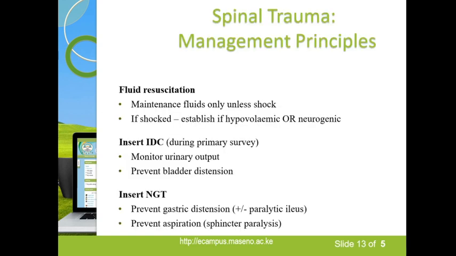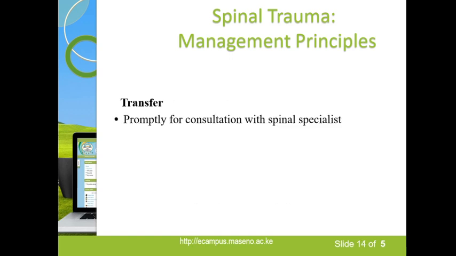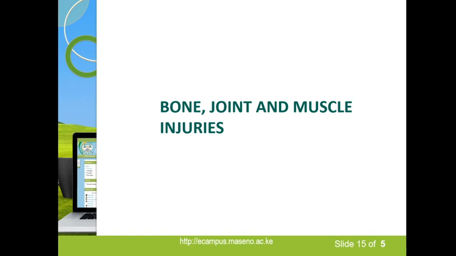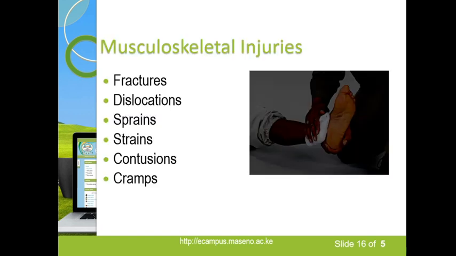Now, when we look at bone, joint and muscle injuries, we could have various types of injuries when we look at the musculoskeletal injuries. We could have fractures, dislocations, sprains, strains, contusions, and cramps.